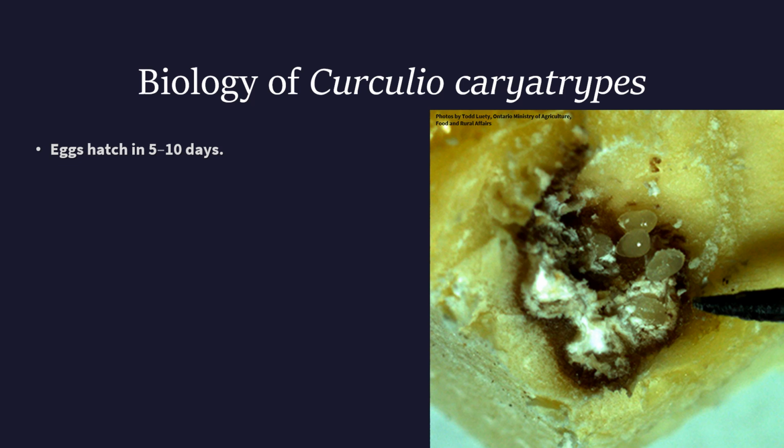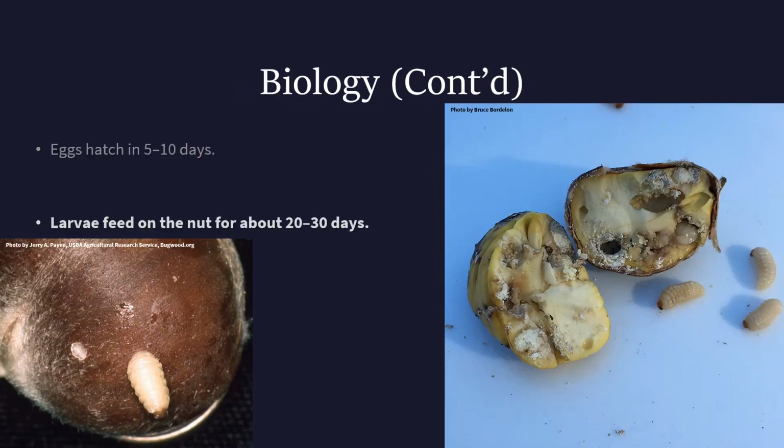After being oviposited, the eggs would typically hatch within about 5 to 10 days. In this picture on the right, we have some eggs and we can see that they are creamy colored and slightly opaque. After hatching, the larva would feed on the nut for about 20 to 30 days.